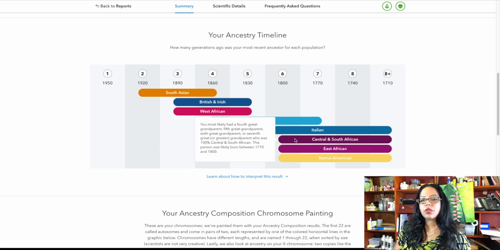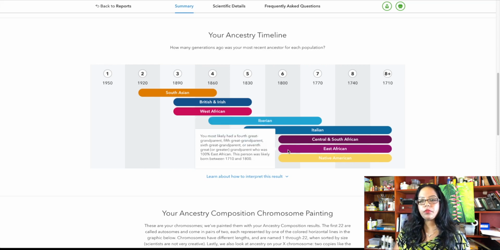And then going back to the sixth generation to the 8+ generation, it says that again, you most likely had a fourth great-grandparent, fifth great-grandparent, sixth great-grandparent, seventh great-grandparent who was 100% Central and South African. And same thing for this one, East African. It has it there. Fourth great-grandparent, fifth great-grandparent, sixth great-grandparent, seventh great, was 100% East African.